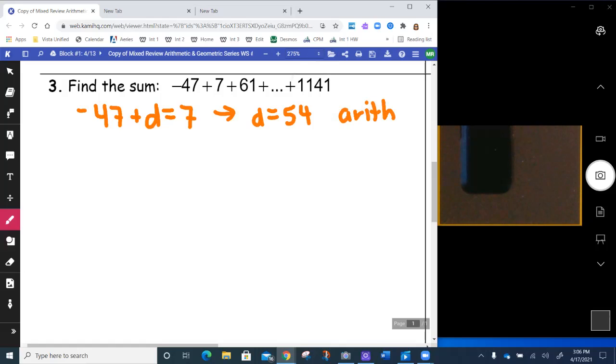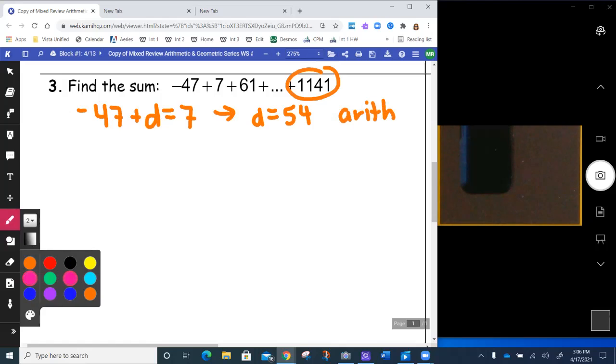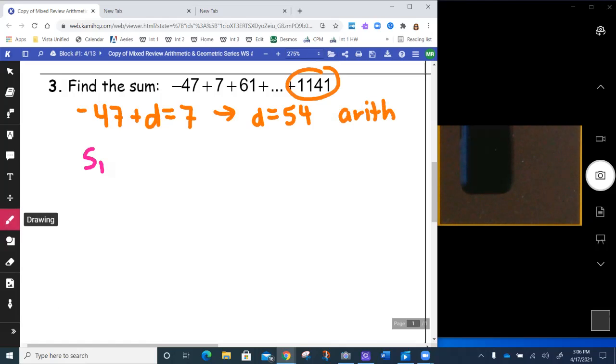This one, they're giving us the last term. The last term is this. We need to figure out what that term is, because the formula for an arithmetic sum is S sub n, where n's how many terms you're adding. We don't know that because I do not know what this is. And then we take n over 2, again, that same n, times our first term and our last term. We know our first and our last term, we just don't know our n.